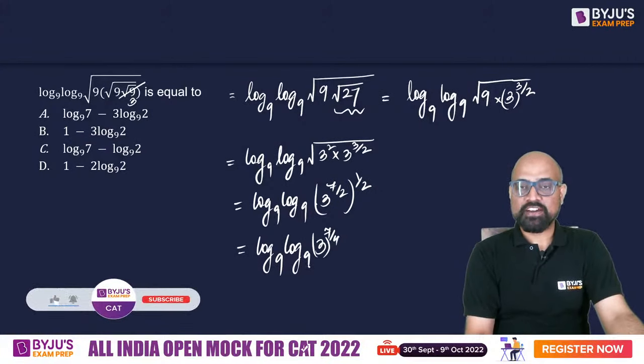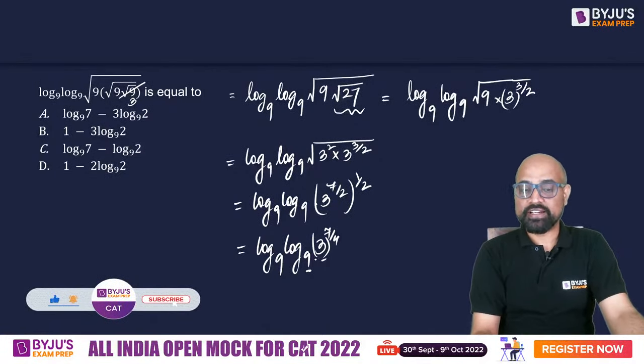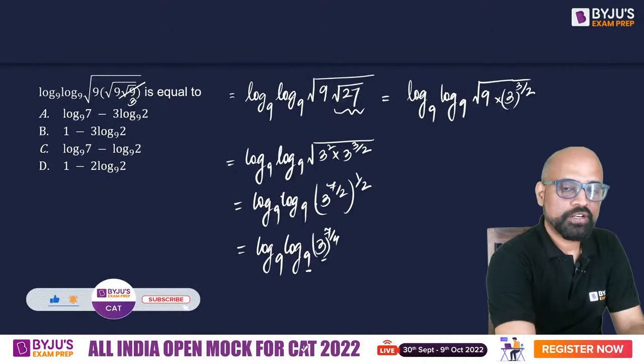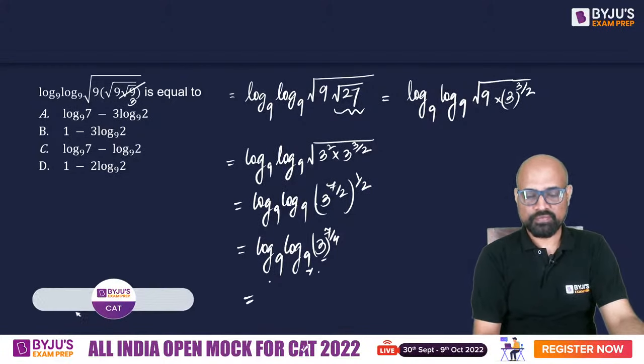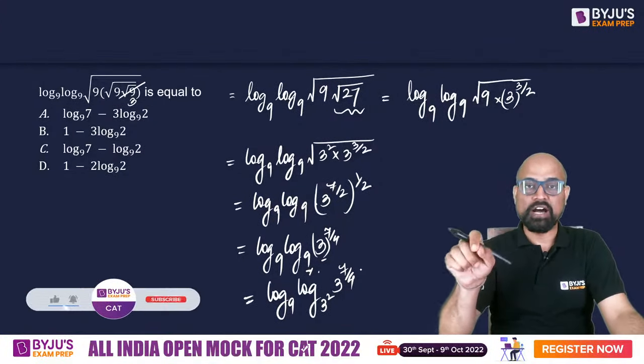Now, since we have base as 9 and the value as 3, we won't be able to simplify it, right? Because we have different things. So different values. So what we will do is we will convert this 9 into 3 square. So if we write this 9 as 3 square, now we will be able to use one of the properties where the power on the value becomes the numerator and the power on the base becomes the denominator, right? So we will have log to the base 9, then we will have log. So this log will go away.